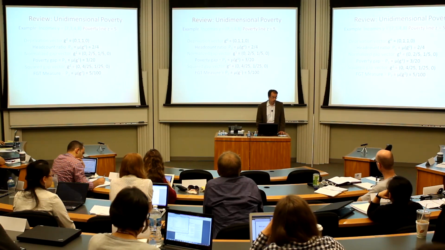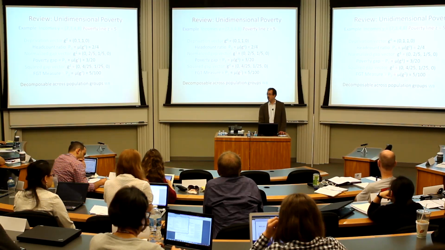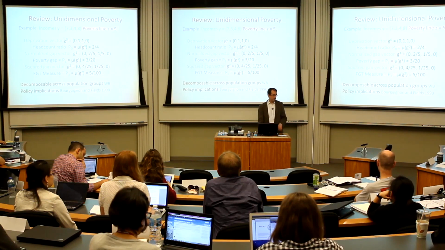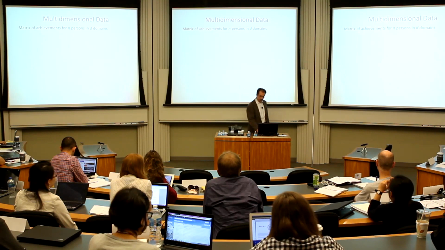This is the class of measures we'll talk about. It's decomposable across population groups. The World Bank uses this all over the place. And it is a mean of something. I got to tell you, if it's a mean of something, it's easy to use. Policy implications are explored by Bourguignon and Fields, which talked about the fact that if you look at the last measure, you actually focus on the poorest of the poor as opposed to the headcount, which emphasizes the richest of the poor. All right, so now let's start with a matrix of achievements.